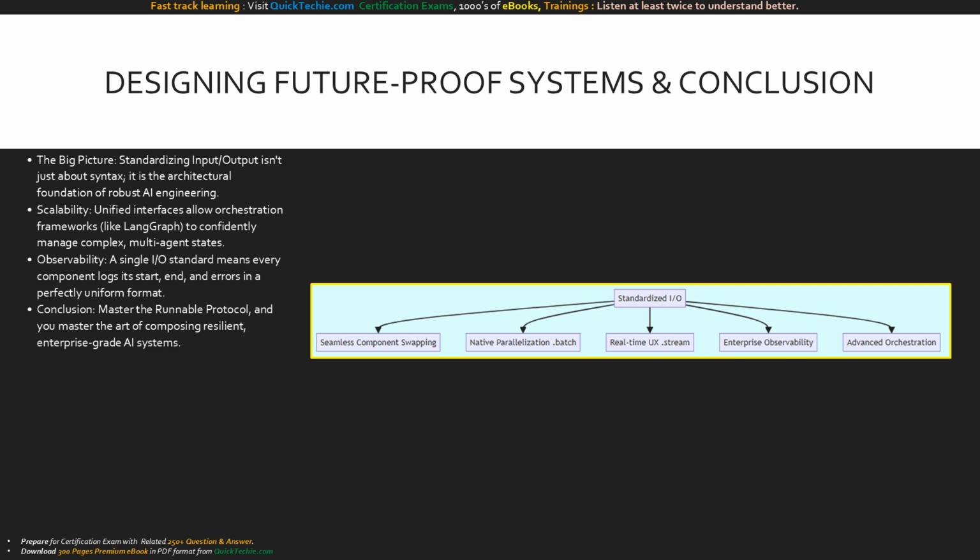Our final diagram is a mind map summarizing the massive impact of standardized I/O. Radiating from the center, we see how this single design choice enables seamless component swapping, native parallelization by a batch, real-time UX by a stream, enterprise observability, and advanced orchestration. It is the core pillar holding up the entire modern AI development ecosystem.